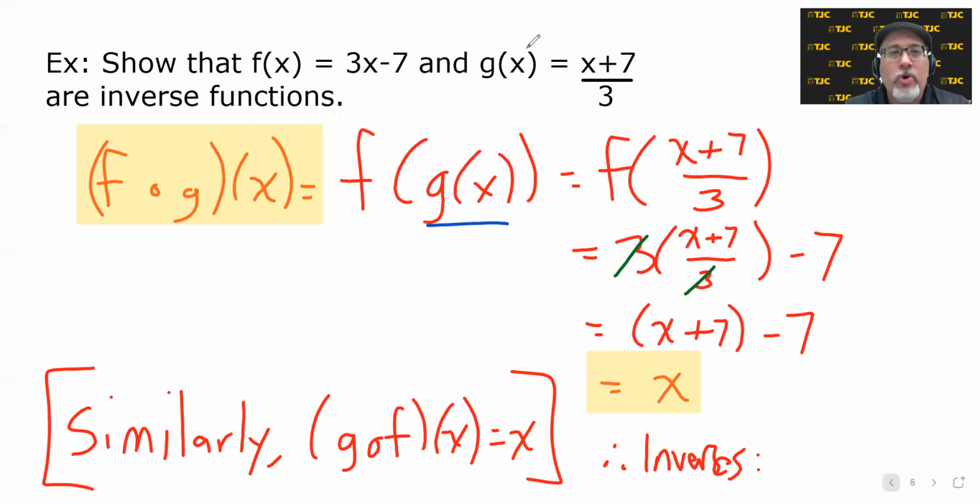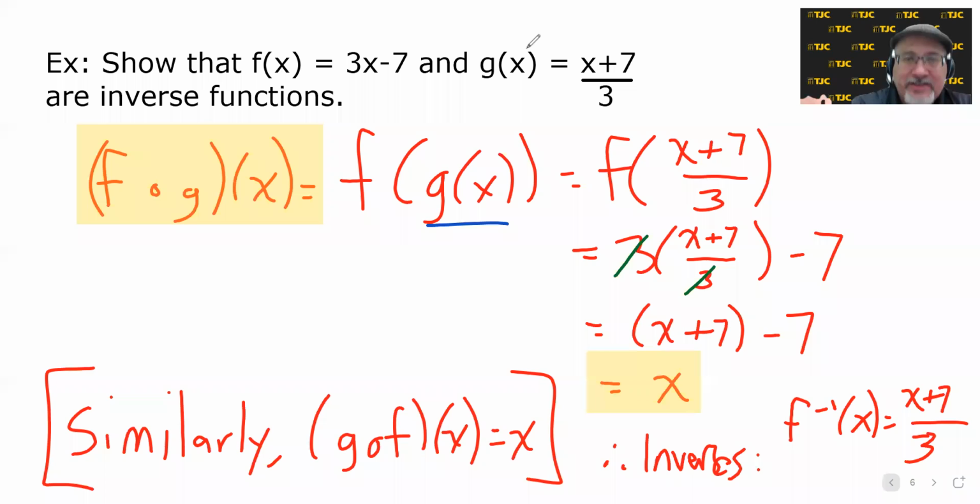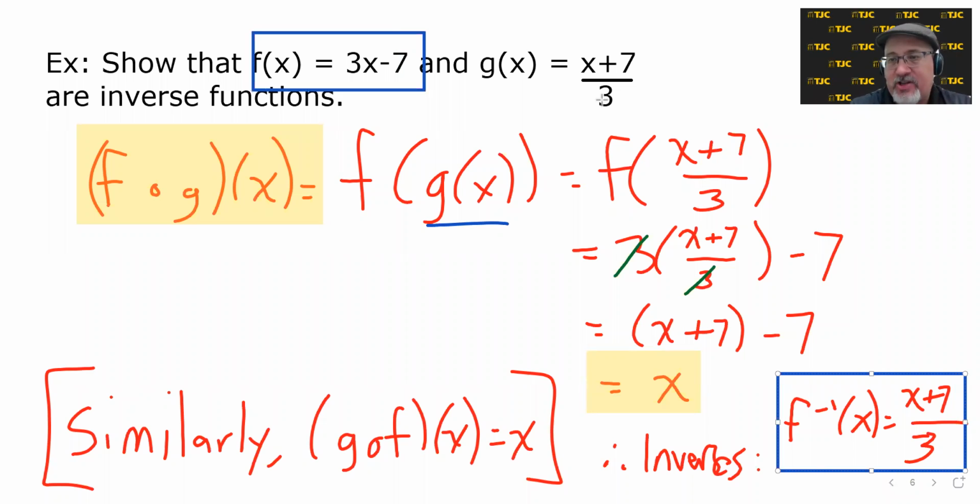I want to comment real quick on the notation. We could say that f inverse of x is equal to (x plus 7) over 3. Now that's what g of x was, but by saying it that way, in other words, by saying f inverse of x equals (x plus 7) over 3, we're connecting it directly to the original function f of x. So we're saying this is the inverse of a previously given function named f. All right.